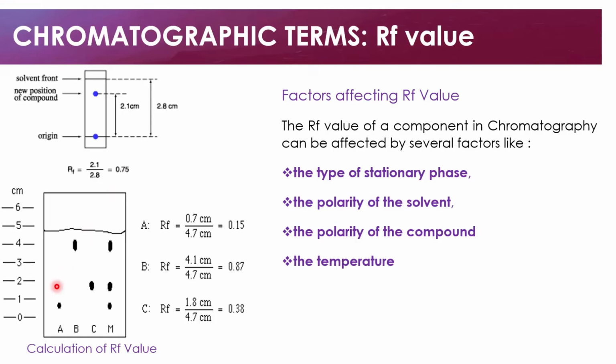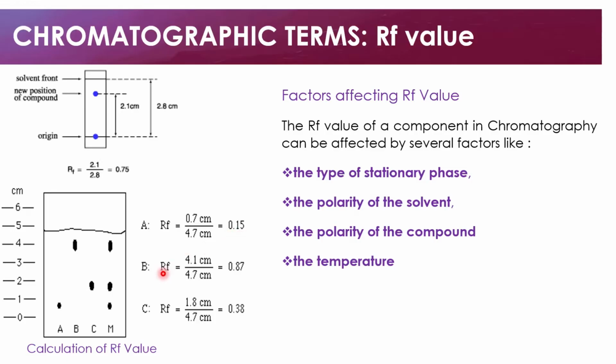For the second example, we have various compounds being separated. We have compound A, compound B, C, and M. Our solvent front here is 4.7 centimeters. If we want to calculate the RF value for our separated compound A, we will have 0.7 centimeters divided by 4.7, and this is equal to 0.15.